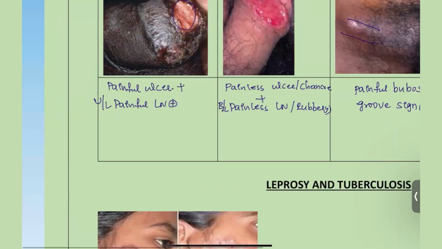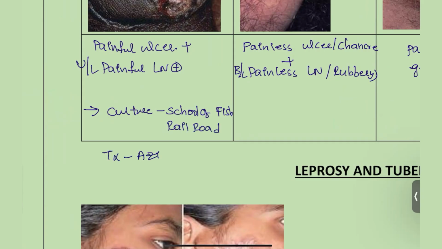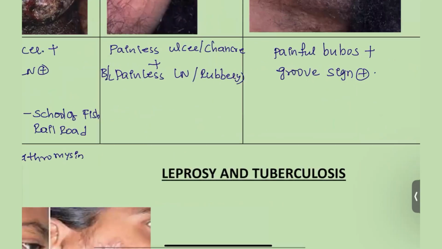Next, what are the other features that you have to remember? On culture of chancroid, you are going to see the school of fish or railroad track appearance, and the treatment will be azithromycin. Next, coming to syphilis, we use dark field microscopy, and the treatment will be penicillin.